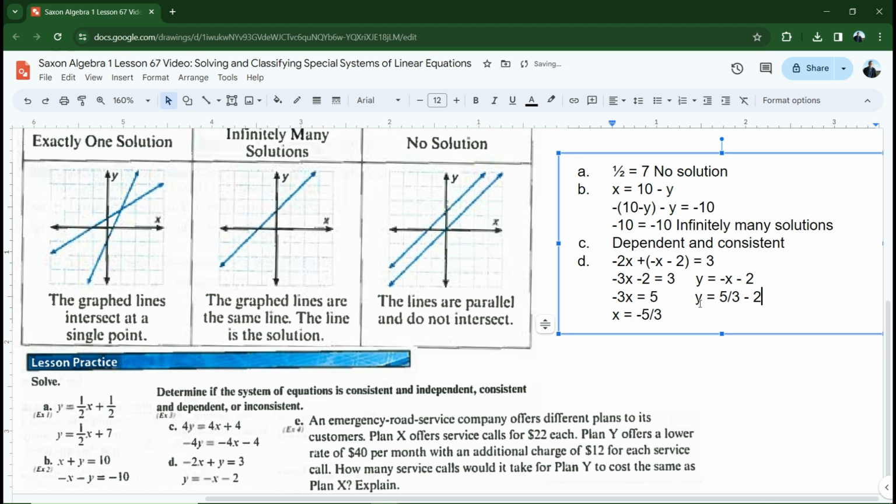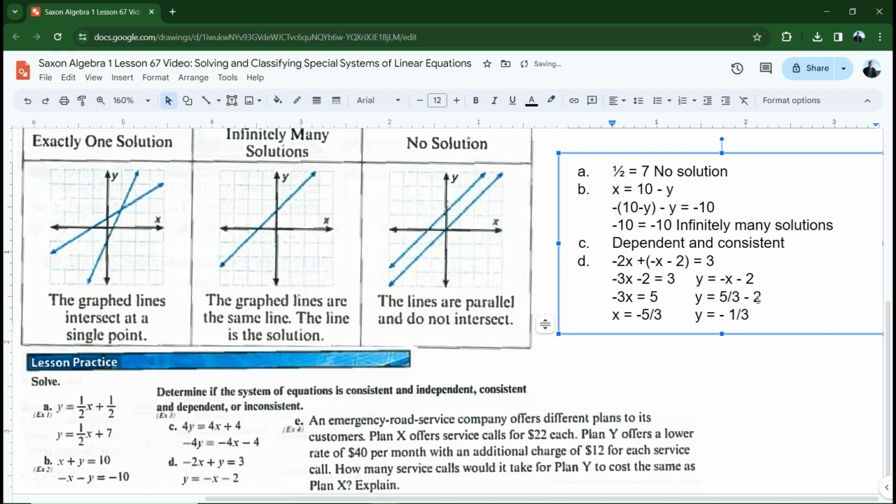Let's think about that for a second. So 5 thirds is 1 and 2 thirds. 1 and 2 thirds minus 2, minus 6 thirds. So this is 5 thirds minus 6 thirds, which is negative 1 third.